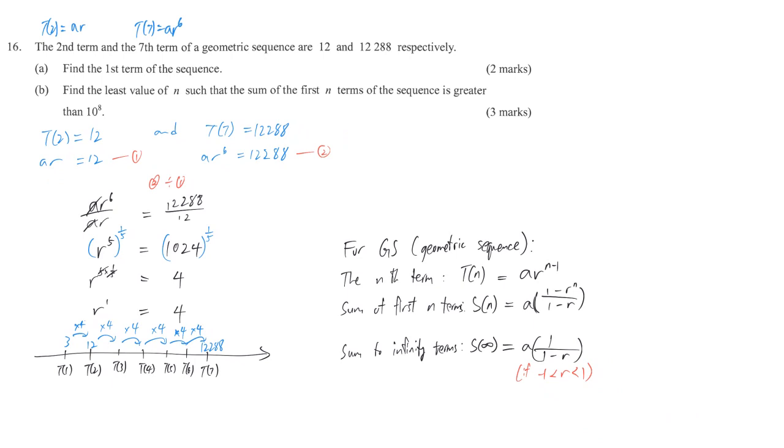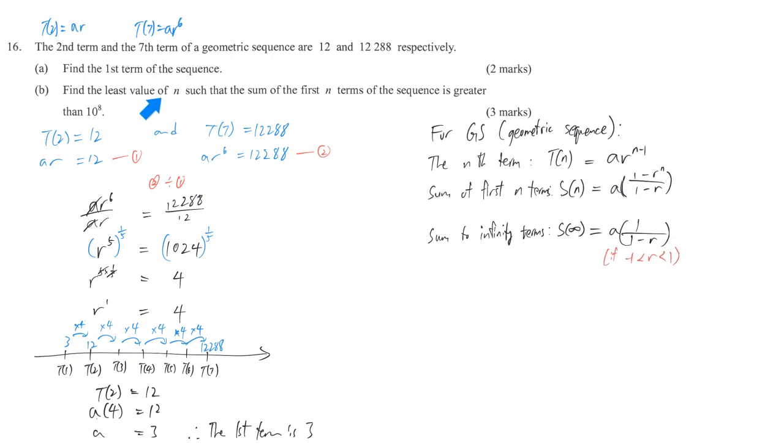So therefore we just write down the formula: T2 is equal to 12. That means A times R power 1 is equal to 12, and we have A equal to 3. And don't forget to answer the question directly. The first term is 3. No one understands what is the meaning of A, so we have to write explicitly that the first term is 3.